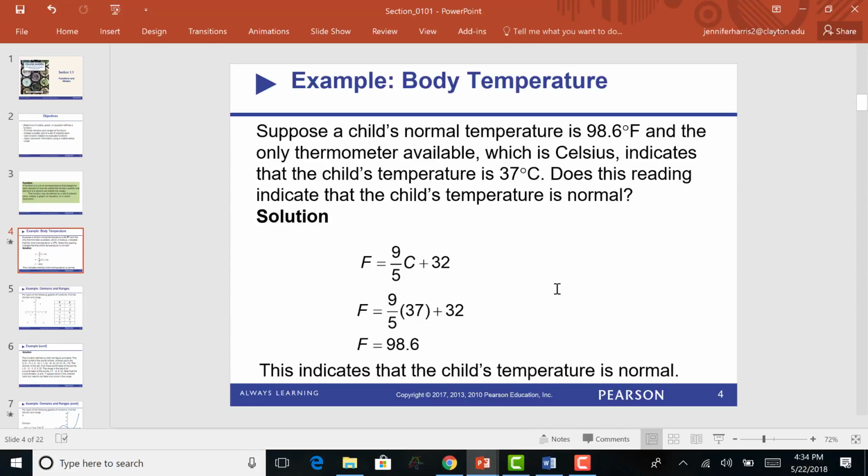So in this particular case, guess what they did? What did they plug in? The Celsius temperature, which was? 37. So they plugged in a 37 for C, and what pops out? Fahrenheit, which is how much? 98.6. Is that considered a normal temperature? Yeah, they all right. They all right.